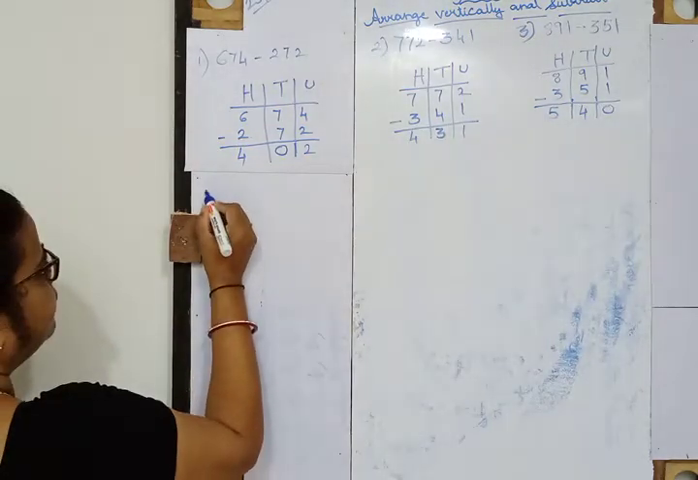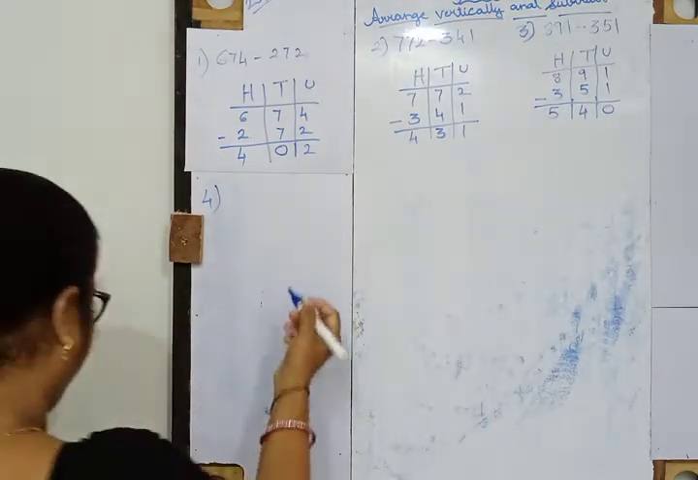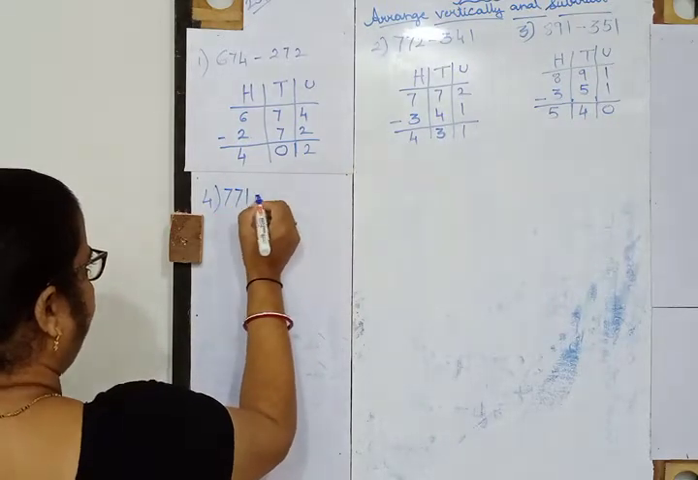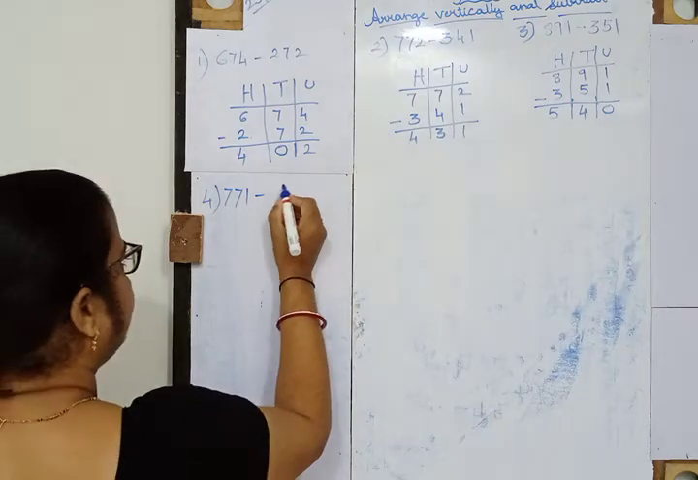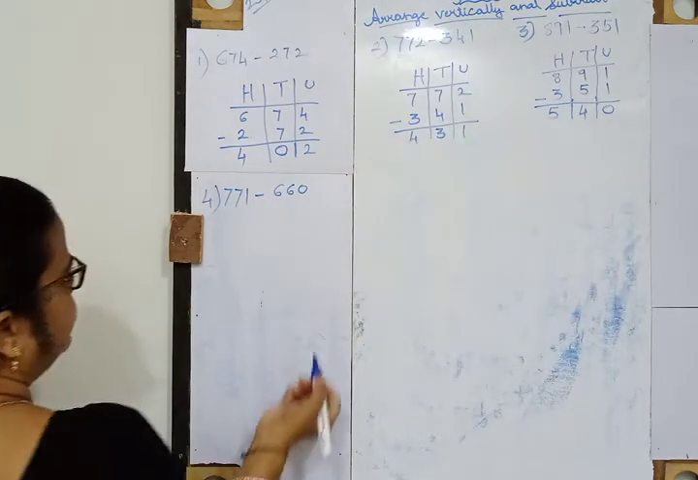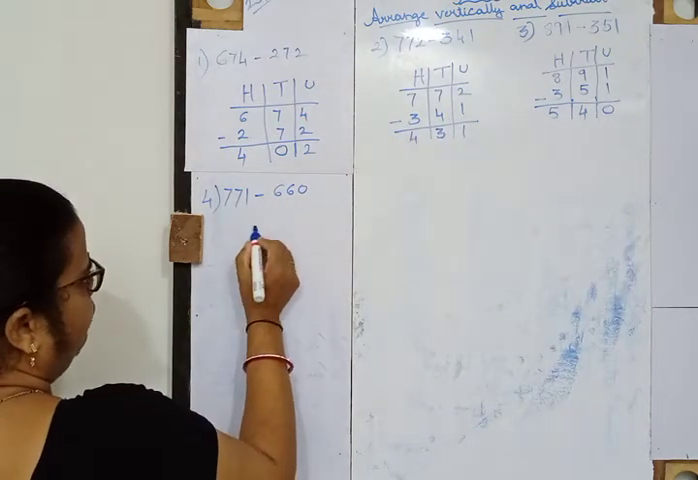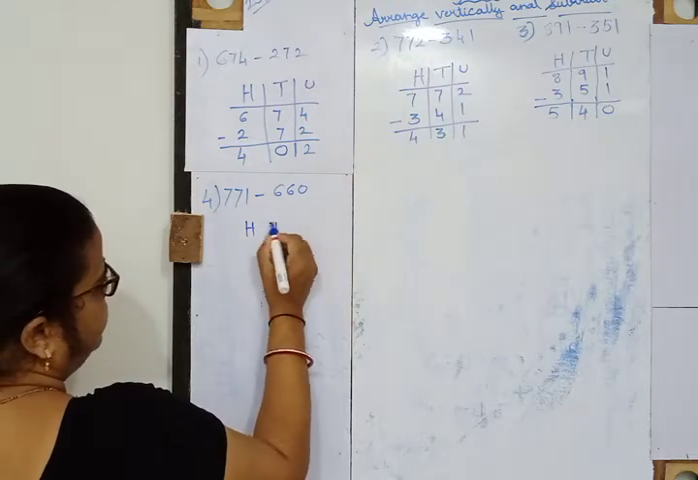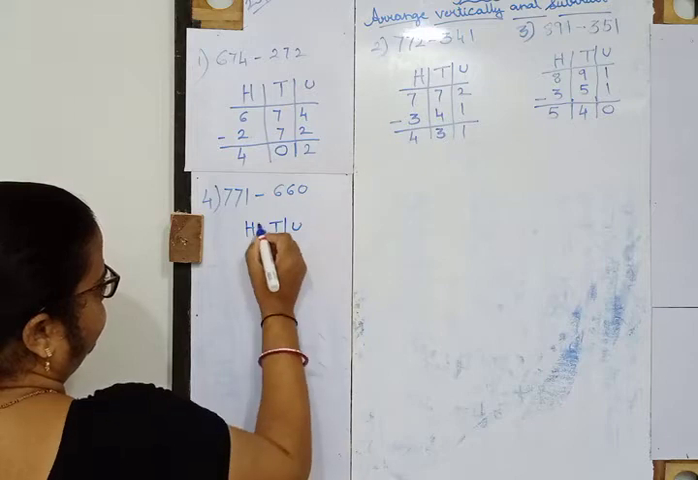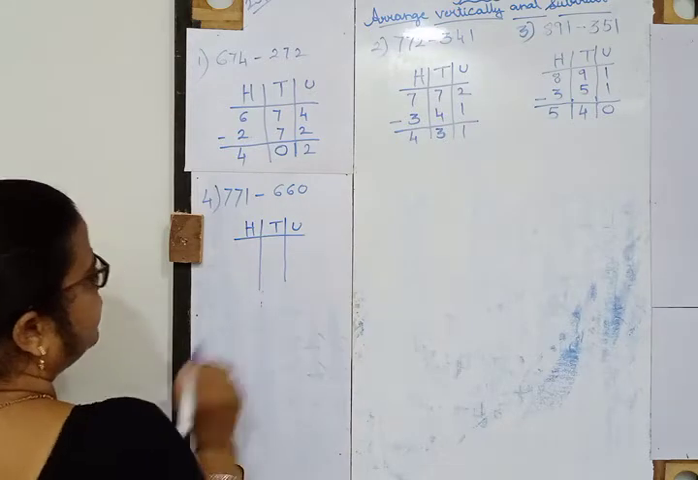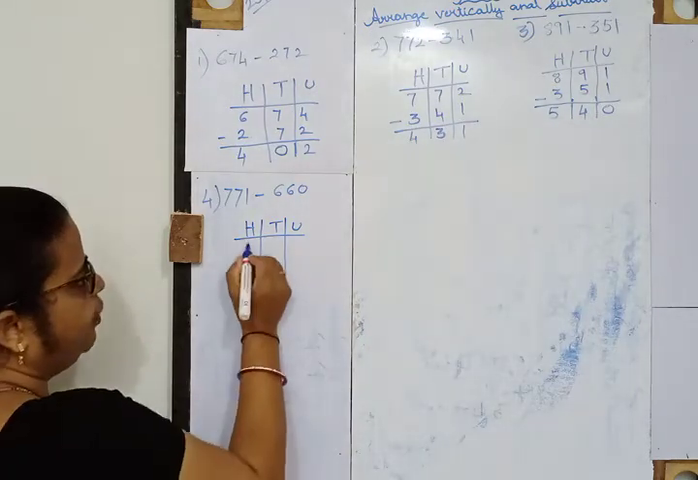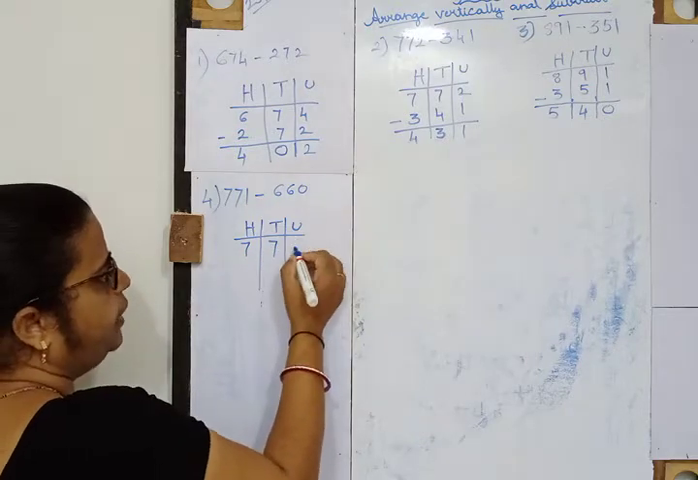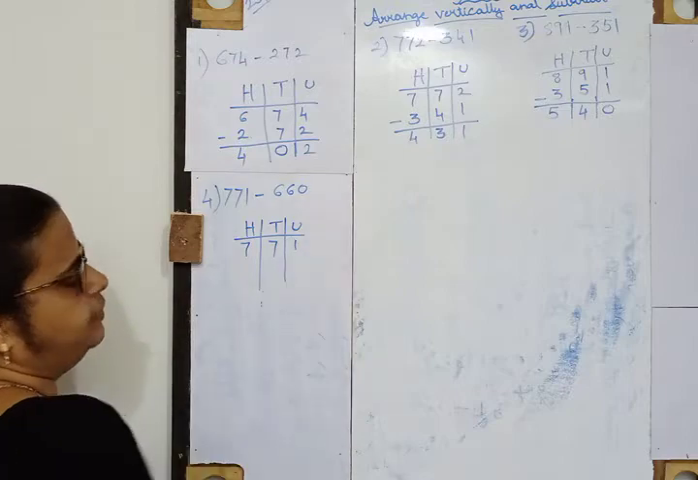So next example, 771 minus 660. So arrange in vertical columns. So write here hundreds, tens, units. In the hundreds column I am going to write 7. In the tens column I am going to write 7. In the units column I am going to write 1.